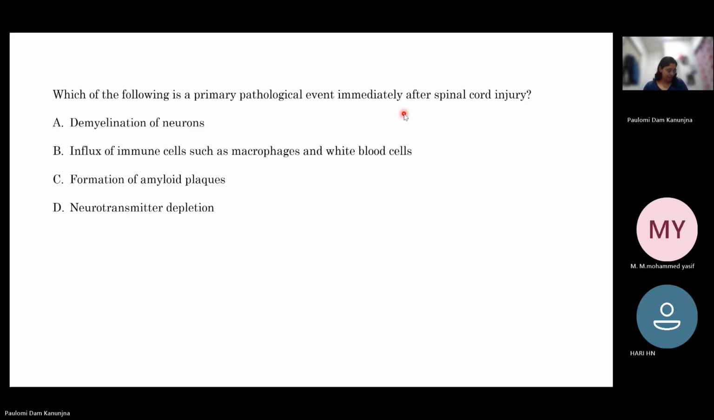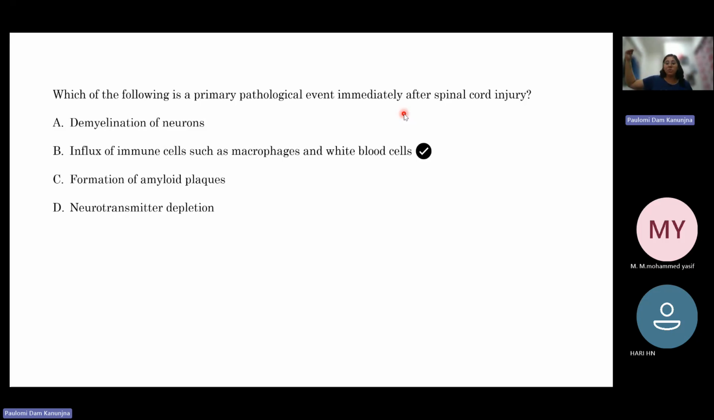Well, it's B. So you don't demyelinate neurons. There is no demyelination. Demyelination is basically removal of the myelin sheath, right? That's not what's happening. The neuron is damaged. So what is happening when a neuron is damaged?